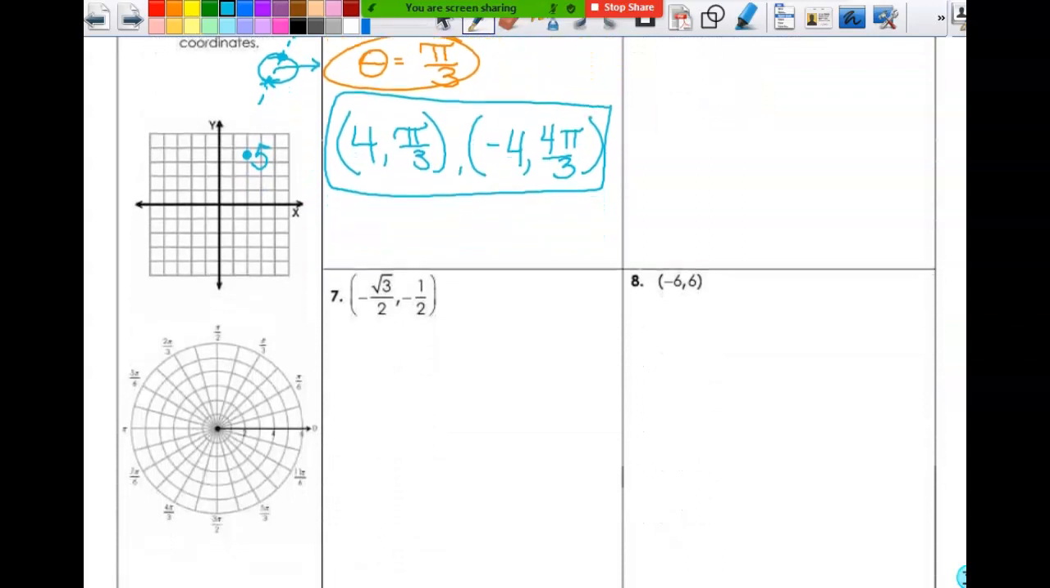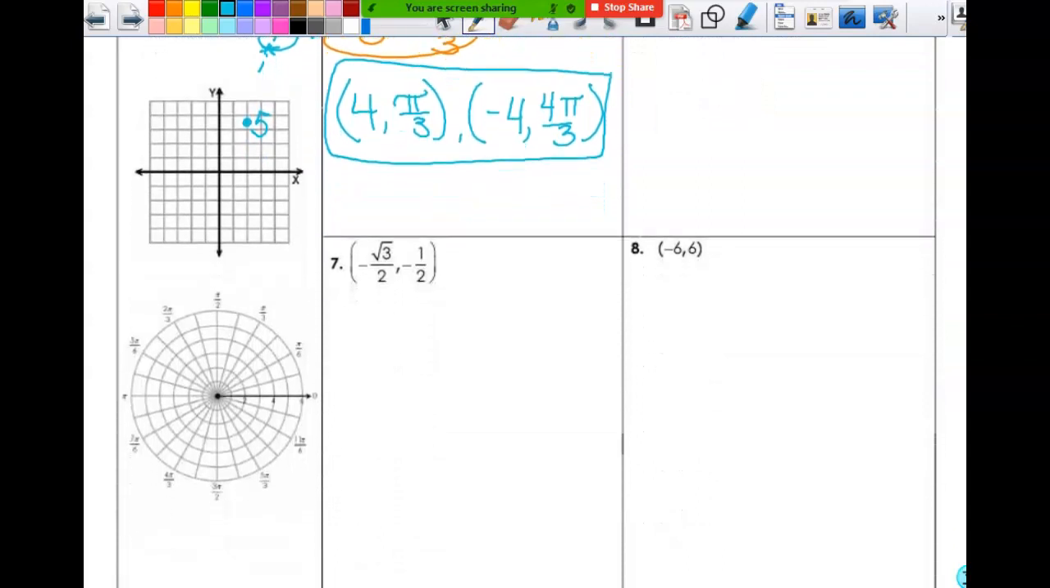So let's plot that down here. When I go to pi thirds, you're at 1, 2, 3, 4. There's number 5. And look, if I do negative 4 at 4 pi thirds, I'm going to go to 4 pi thirds right here. My radius is a negative 4, so when I pass through the pole, I end up at the exact same spot. That's why I have to have two answers between 0 and 2 pi. Okay, make sense? We good?